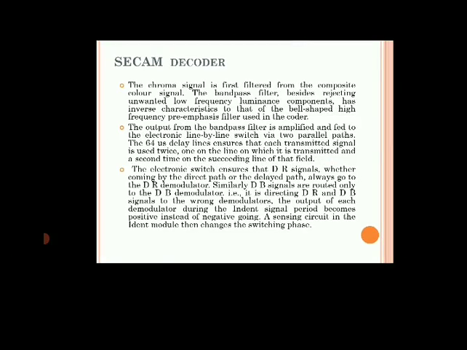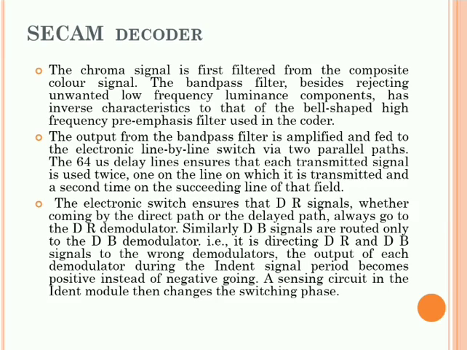In this functional block diagram, the chroma signal is first filtered from the composite color signal. Whatever the input to this receiver or decoder is nothing but the composite color signal we have seen at the end of the transmitter block or encoder block. The composite color signal we had at the output of the transmitter is the input to the receiver or decoder circuit. This composite color signal is first filtered and then band passed.